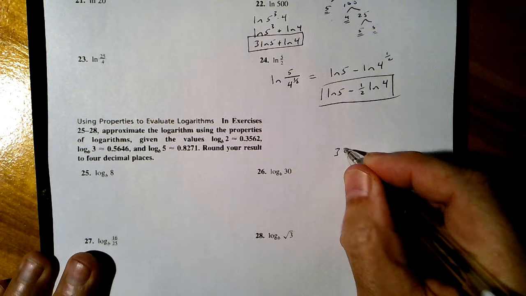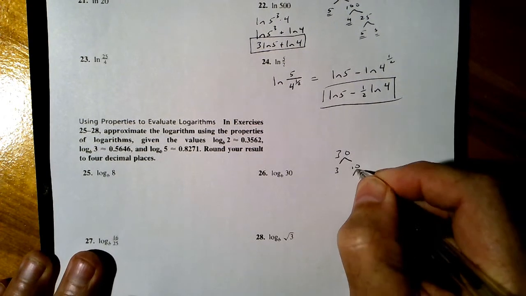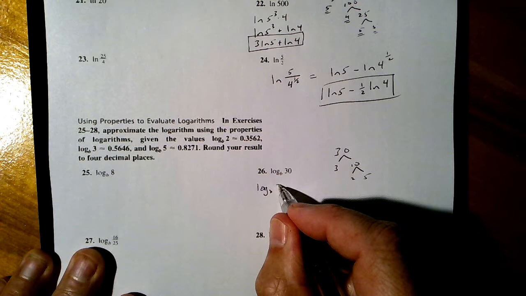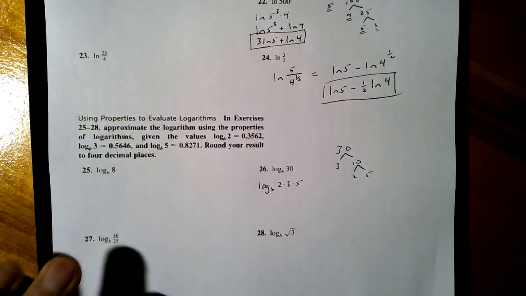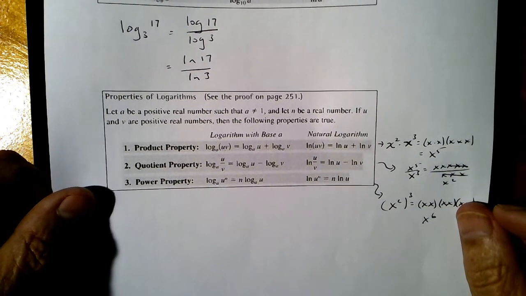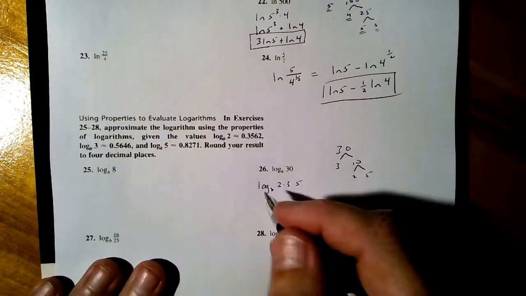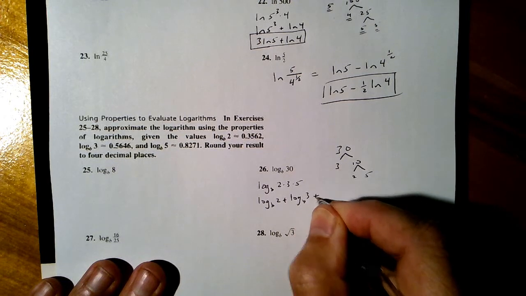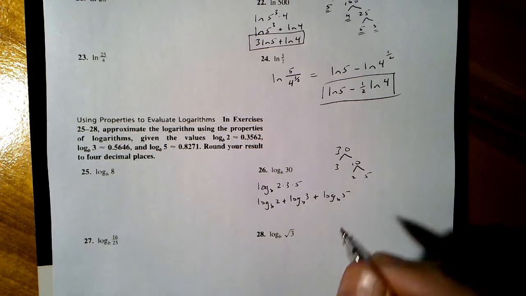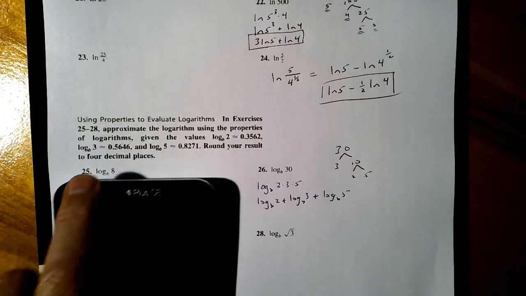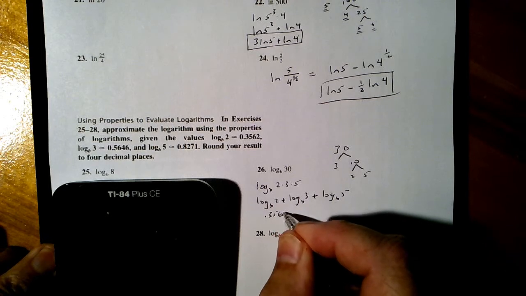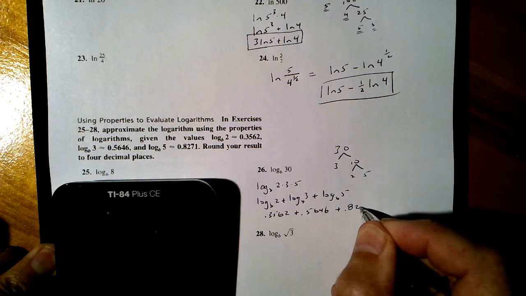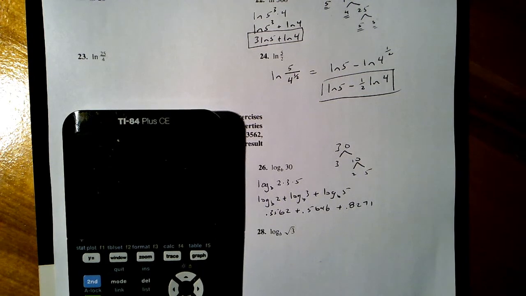So 30 factors into 3 times 10, or 3 times 2 times 5. So if I treat this as log base b of 2 times 3 times 5, property 1, if you look at it, allows me to write that as log base b of 2 plus log base b of 3 plus log base b of 5, or 0.3562 plus 0.5646 plus 0.8271, and definite calculator support for that.